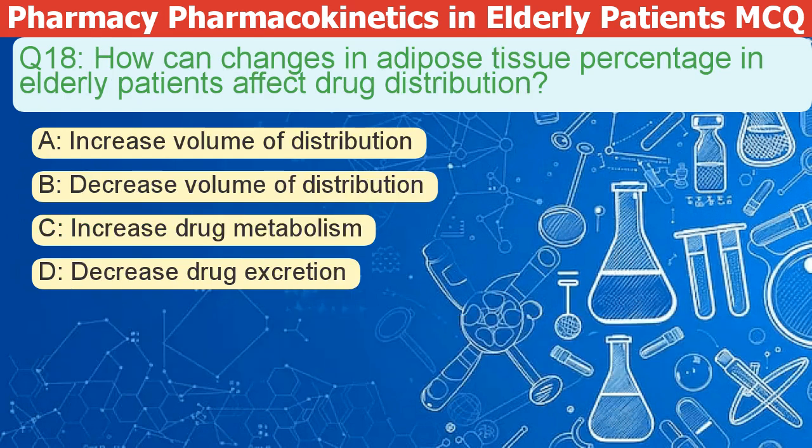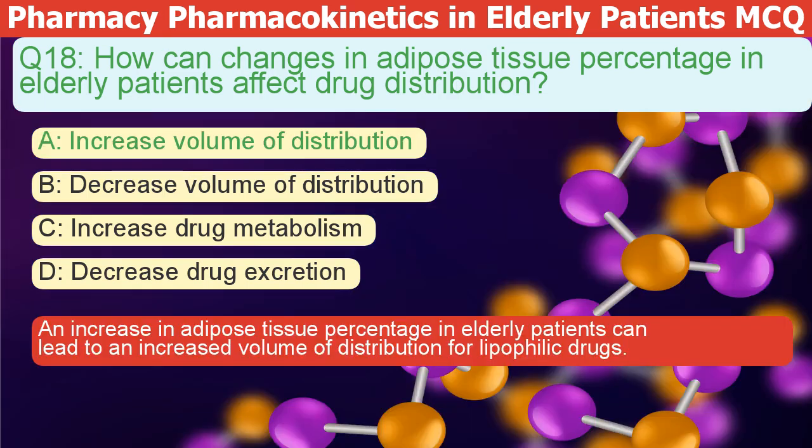How can changes in body fat percentage in older patients affect how drugs spread throughout the body? A. Increased drug distribution volume. B. Decreased drug distribution volume. C. Increased drug breakdown. D. Decreased drug removal. The correct answer is A. An increase in adipose tissue percentage in elderly patients can lead to an increased volume of distribution for lipophilic drugs.